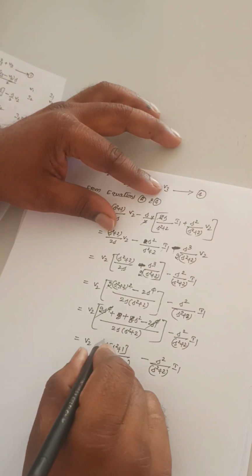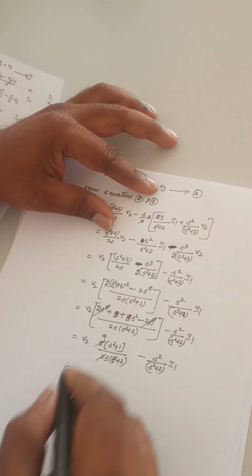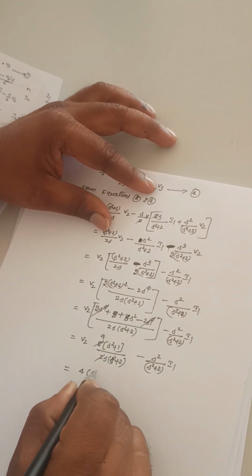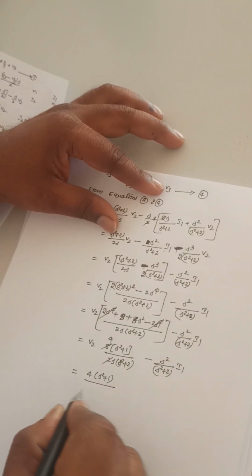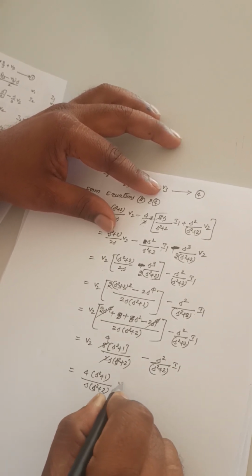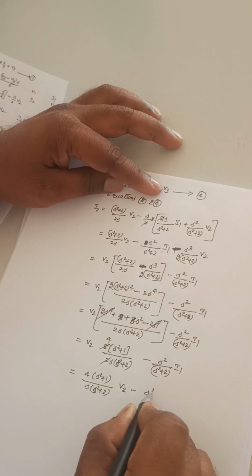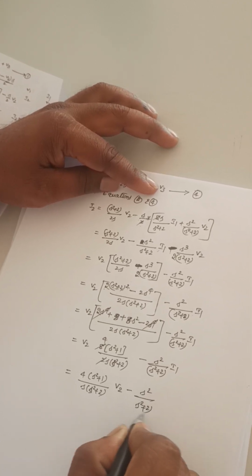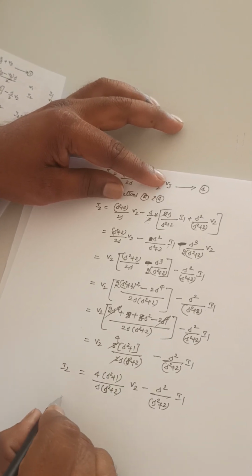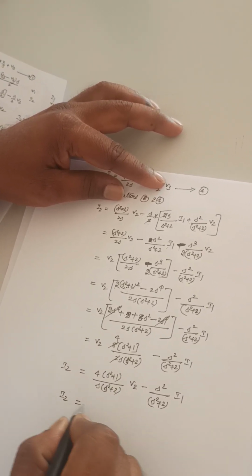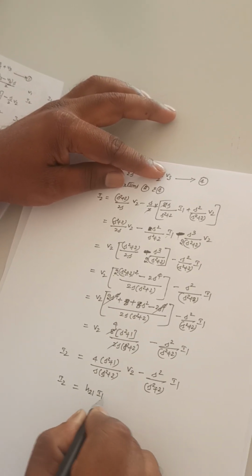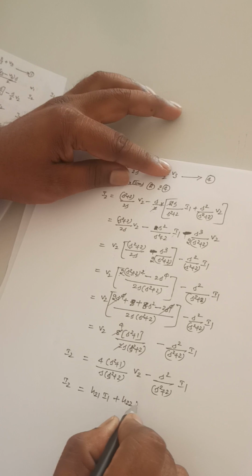So this 2 and this 4 will cancel, 2 4 times. So it is 4 into (S square plus 1) divided by S into (S square plus 2) into V2 minus S square divided by (S square plus 2) into I1. So this is I2. Normally this I2 can be represented in h parameters. It is h21 into I1 plus h22 into V2.